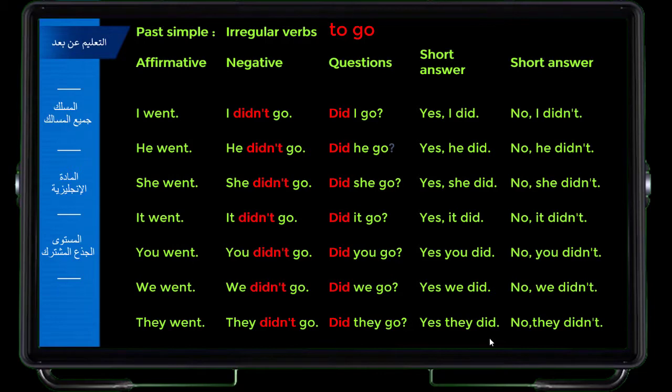It went. It didn't go. Did it go? Yes, it did. No, it didn't. You went. You didn't go. Did you go? Yes, you did. No, you didn't. We went. We didn't go. Did we go? Yes, we did. No, we didn't. They went. They didn't go. Did they go? Yes, they did. No, they didn't.